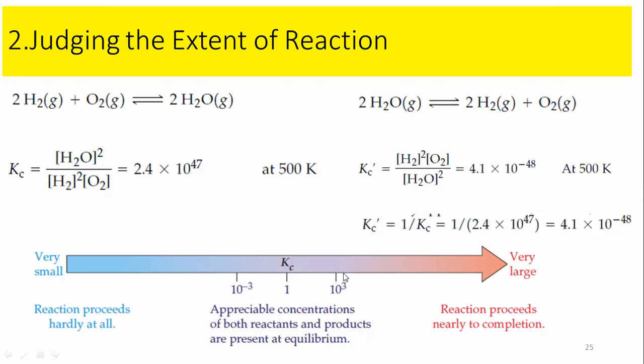If the value is in between these values, that means there are appreciable concentrations of both reactants and products present at equilibrium. So again, I am revising over here: if the value is in between them, then both concentrations of the reactant and products are present. And let's see the other slide, where I have concluded.